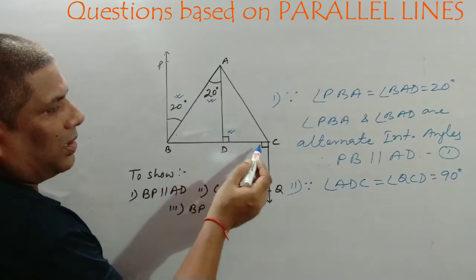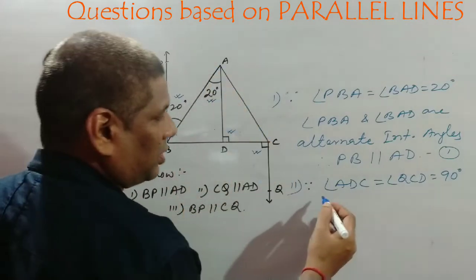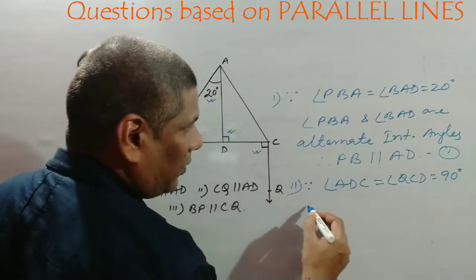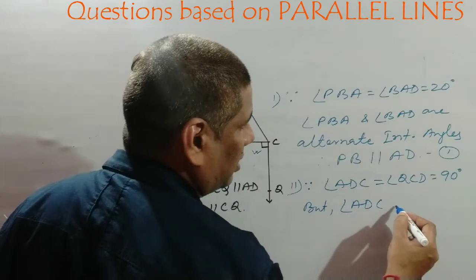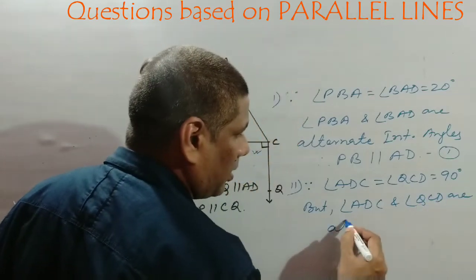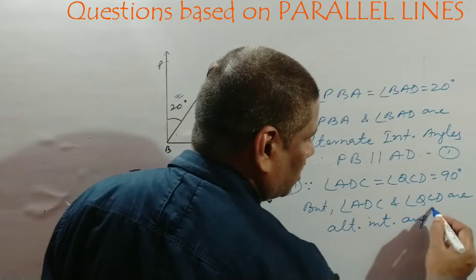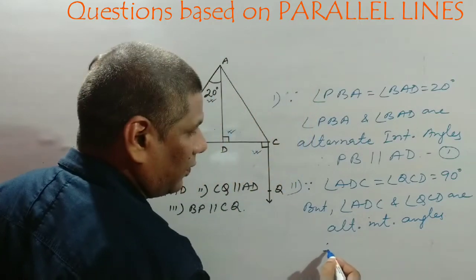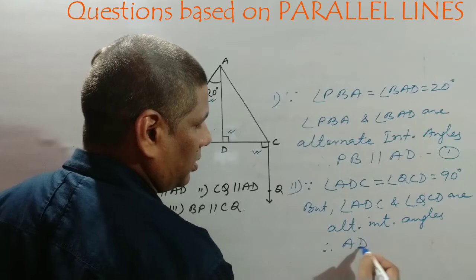So these two angles can be equal only when AD is parallel to CQ. So what we will write here, angle ADC and angle QCD are alternate interior angles. Therefore we can write AD parallel to CQ.